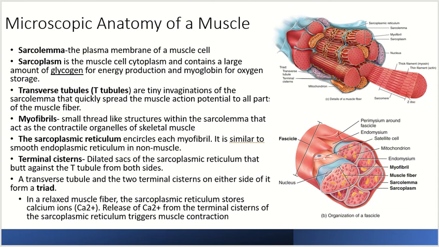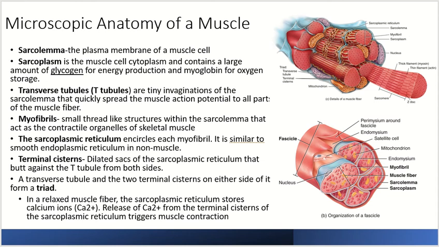We then have the transverse tubules, or the T tubules. These are tiny little invaginations, which you can see here in this blue line. They are tiny invaginations into the sarcolemma, and they help to quickly spread muscle action potentials to all parts of the muscle fiber.